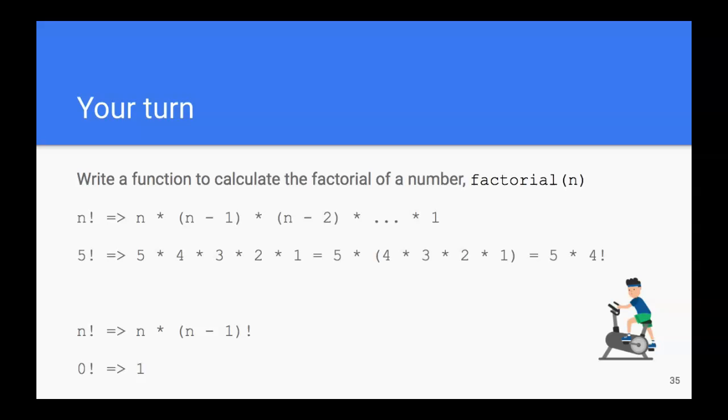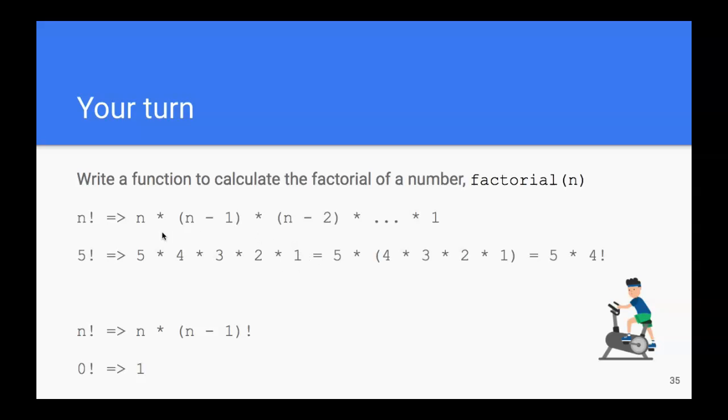This is a very classic example of recursion. So what a factorial is, if you remember, is that n factorial is basically n multiplied by n minus 1 multiplied by n minus 2 all the way to 1. For example, 5 factorial is 5 times 4 times 3 times 2 times 1.